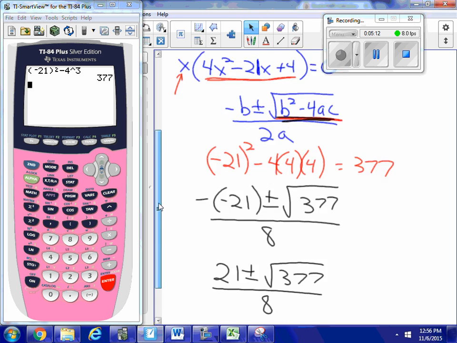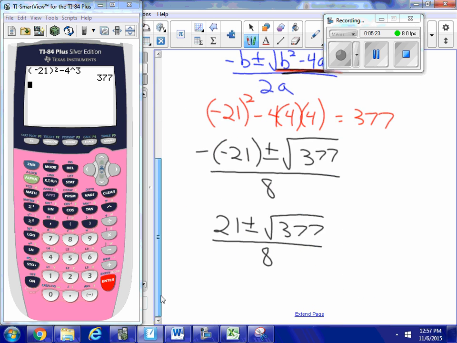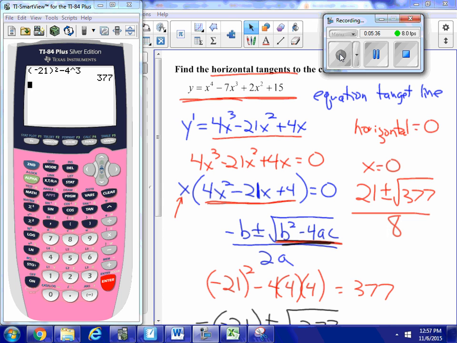So my function here is going to have horizontal tangents at 0 and at 21 plus or minus the square root of 377 divided by 8. Now I'm going to backtrack a little bit. In this particular problem, I don't think we need to get the equation of the tangent line at both of those points. Well, actually, we could do that pretty easily, and I'll show you that in just a minute. Let's check it.